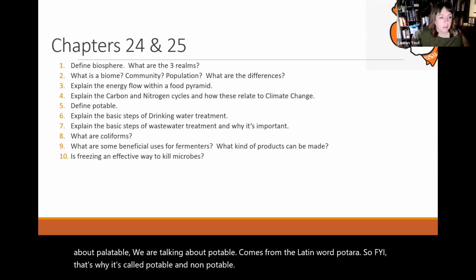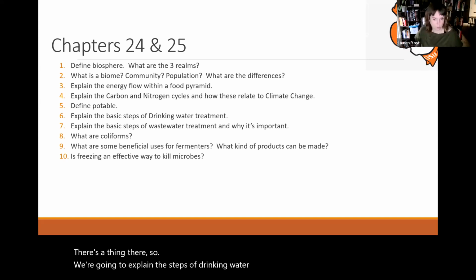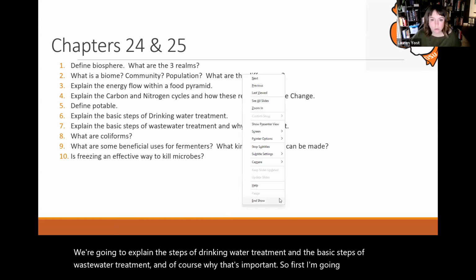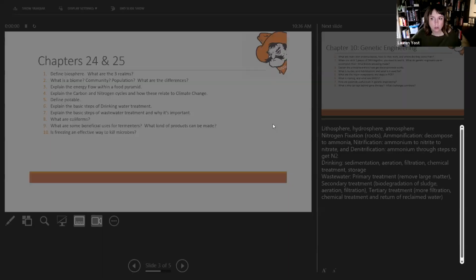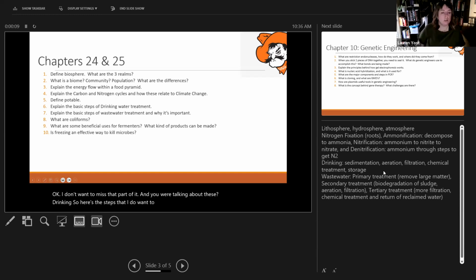There's a thing there. So we're going to explain the steps of drinking water treatment and the basic steps of wastewater treatment, and of course, why that's important. So first, I'm going to pull up my little notes on this, because I don't want to miss that part of it. We talked about these. So yeah, here are the steps that I do want to mention to you guys.